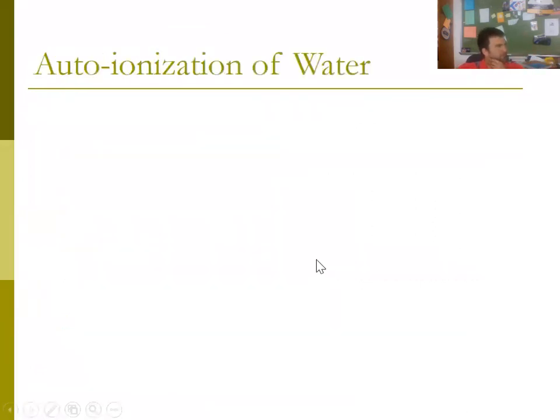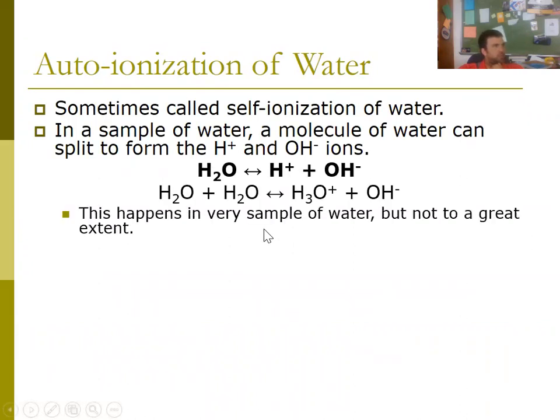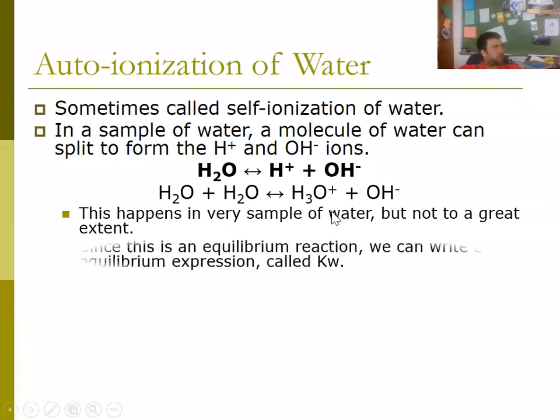Water, what we say, self-ionizes. Water self-ionizes means that a portion of it breaks down into its ions, H+ and OH minus. You could also write H+ as H3O+. This happens in water all the time, but not to a great extent. This will become very important later on when we have some tricky pH problems next week where we'll have to think about this. But we can write this as an equilibrium expression.